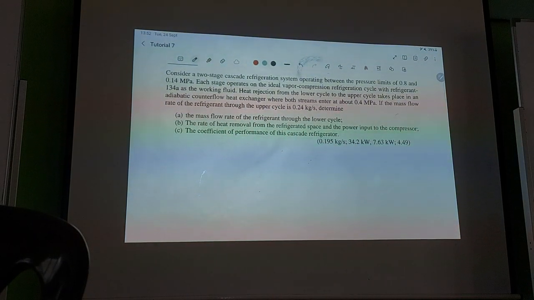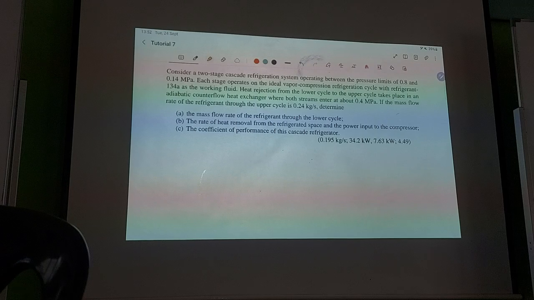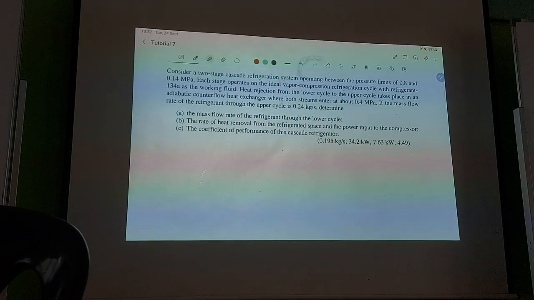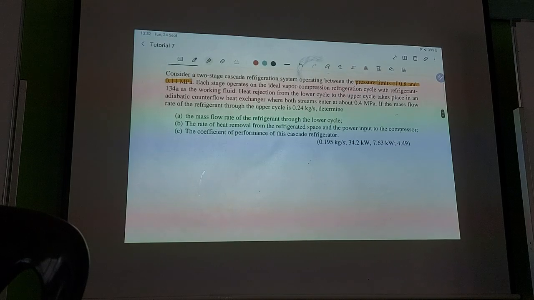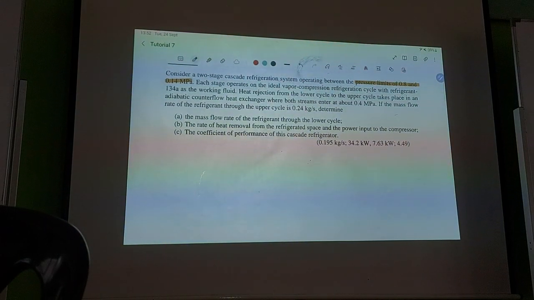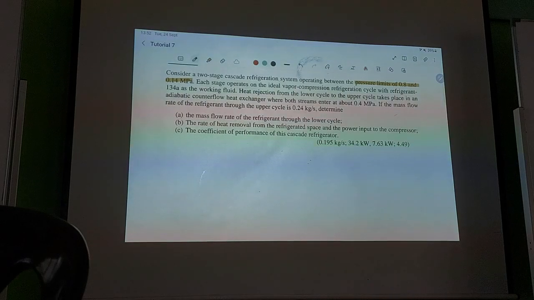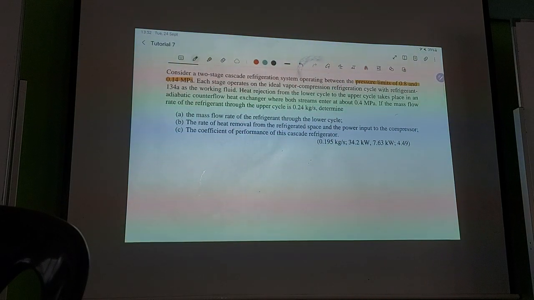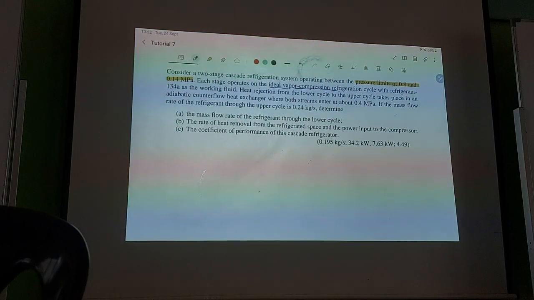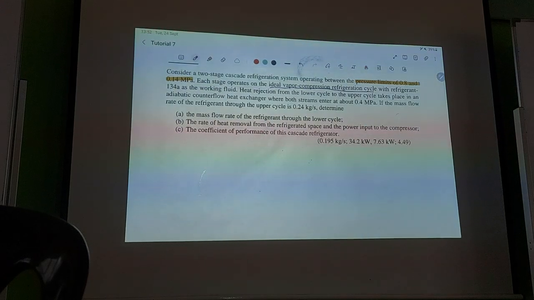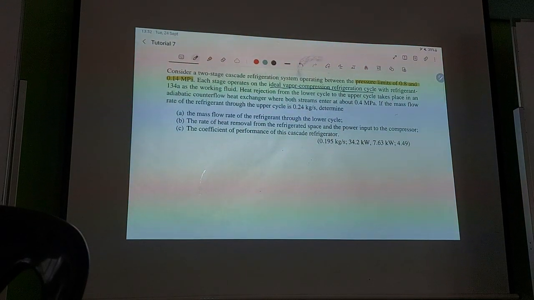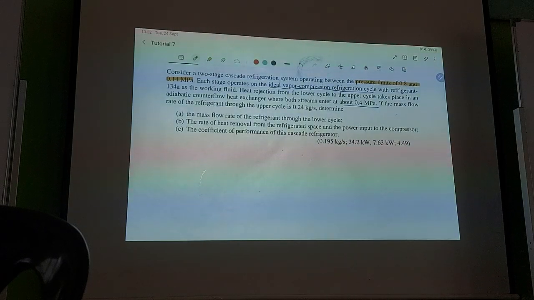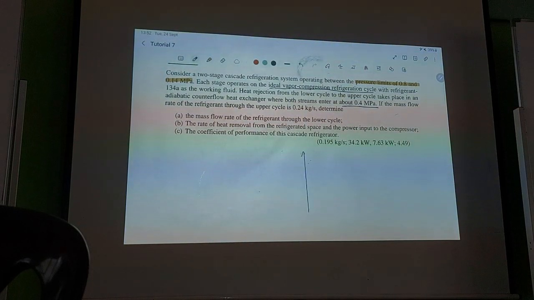So we have a cascade here. You are told that the cascade refrigerator works between these 2 pressures. When we say it works between these 2 pressures, it will always be the lowest and the highest. Each of them works under an ideal cycle, and the heat transfer takes place at 0.4 megapascal. So if you are to draw this.